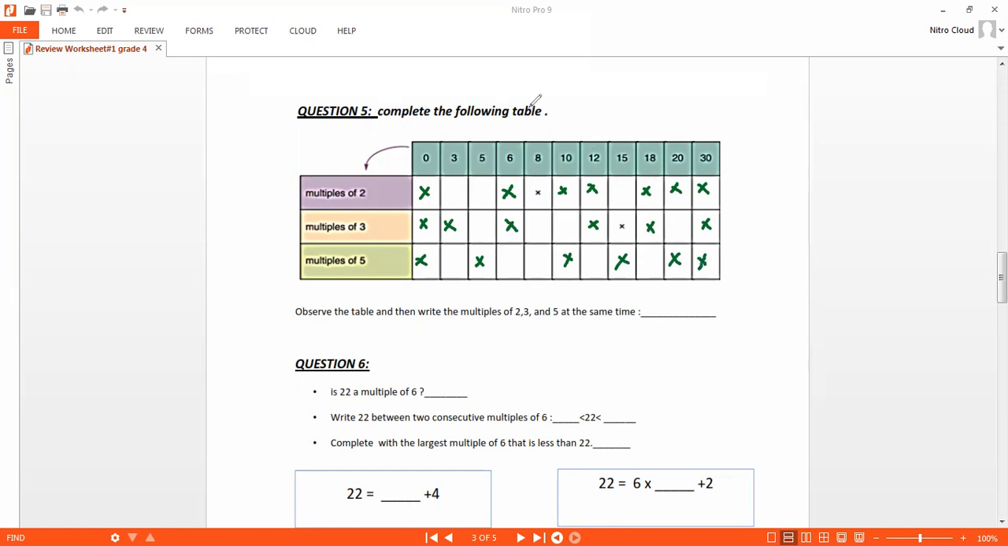Now I want you to look at all of these and tell me what are the multiples of 2, 3, 5 at the same time. It's only 30. So 30 is the only number which is a multiple of all of them at the same time.